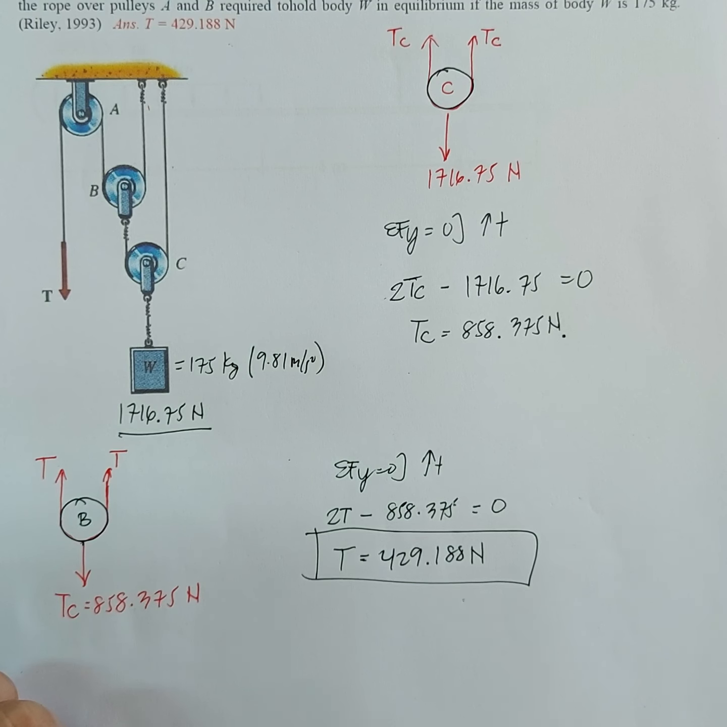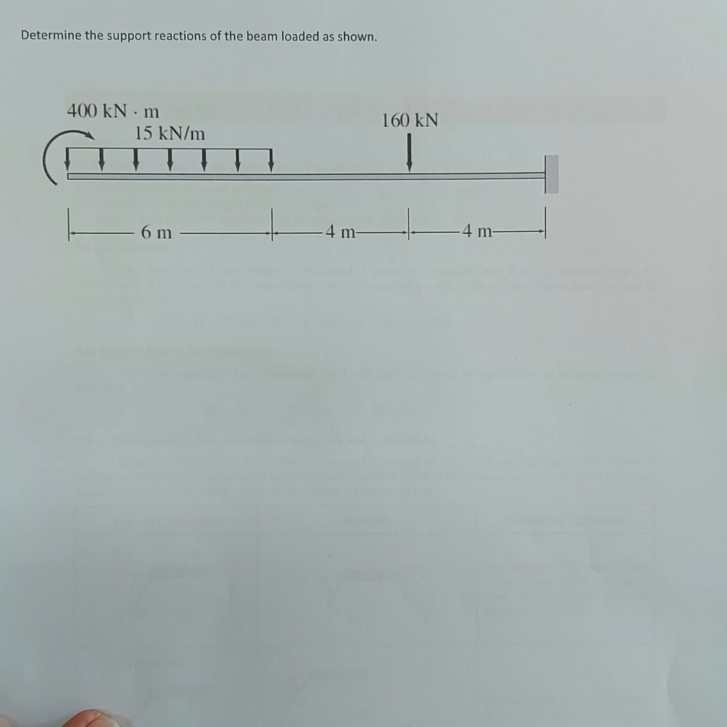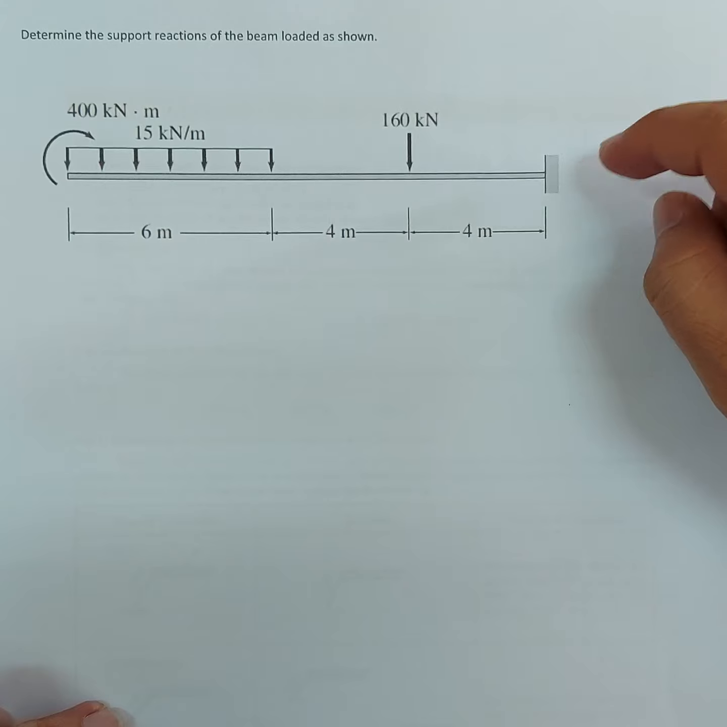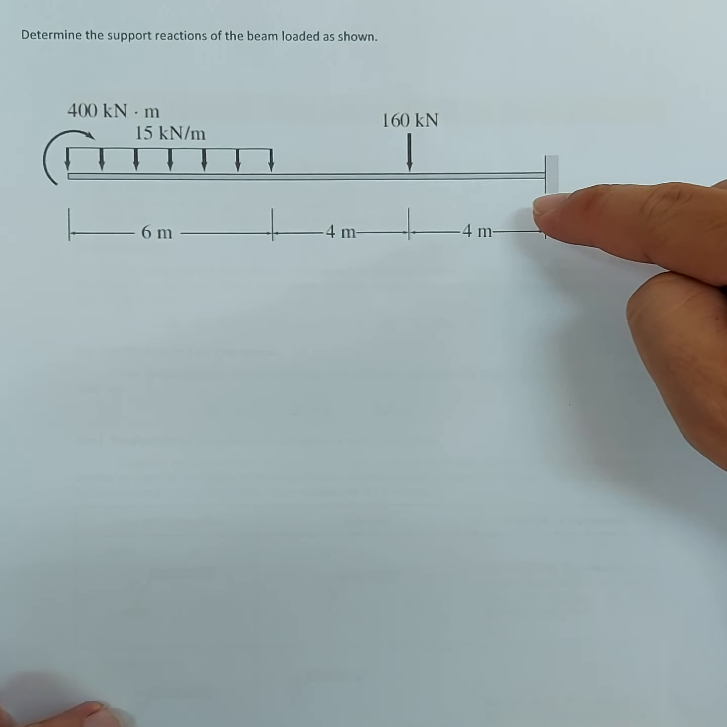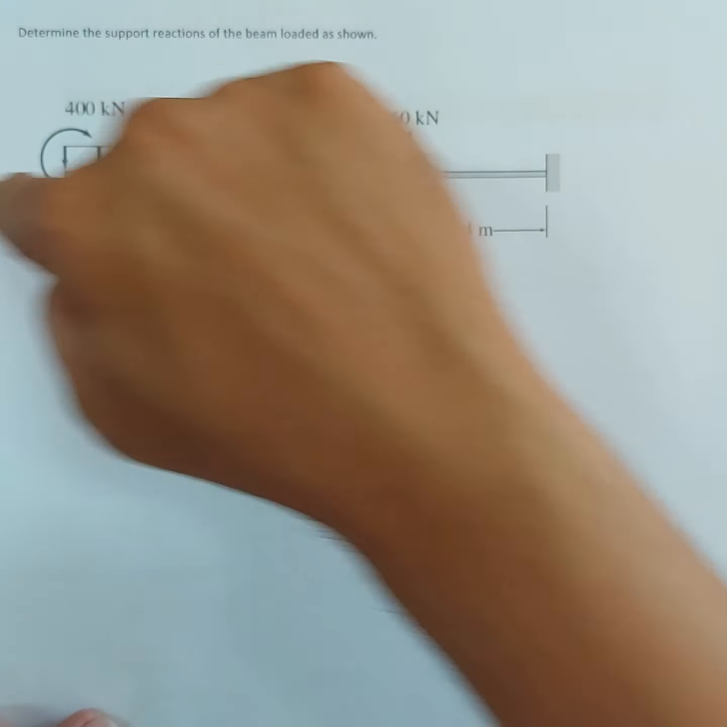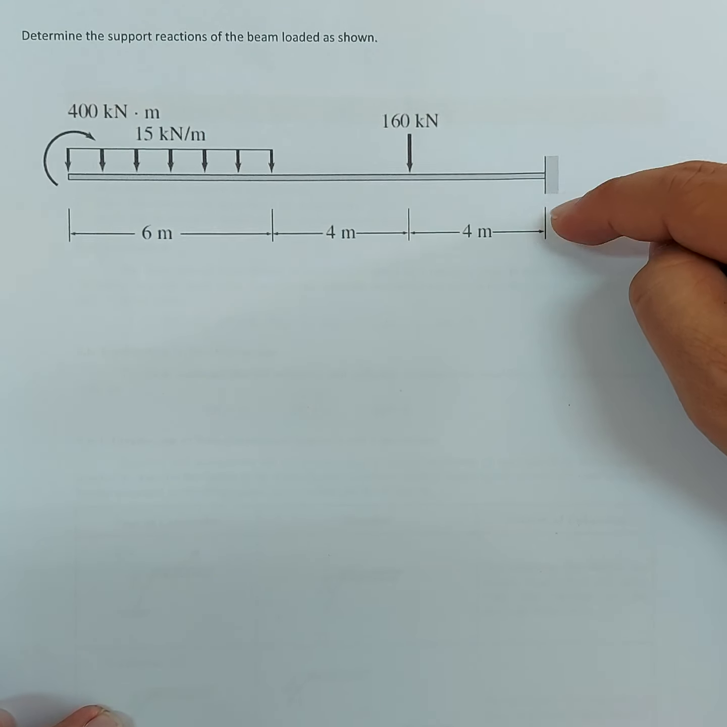Okay, next, perhaps the last problem. Dami na natin sinolve, no? Okay, next problem. Determine the support reactions of the beam loaded as shown. So we have this beam. We call this a cantilever beam, ano? So cantilever or overhanging beam. Meron siyang overhang dyan. Ito yung support niya na fixed. So this is a fixed support.